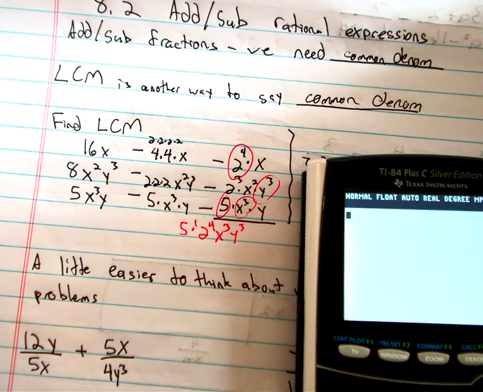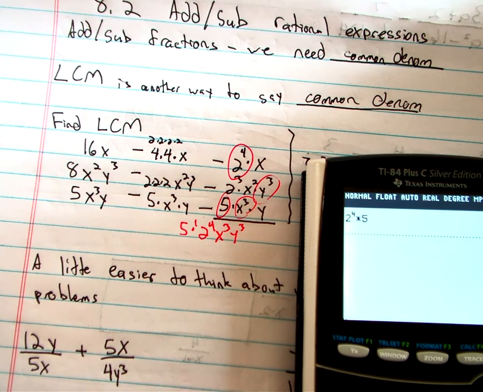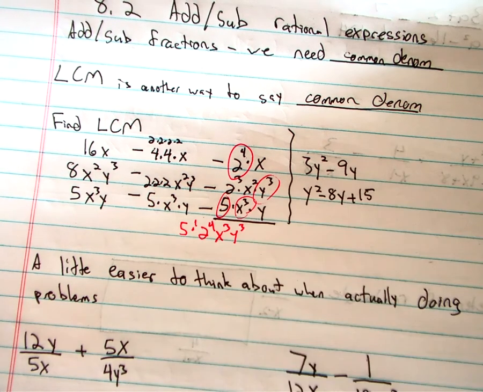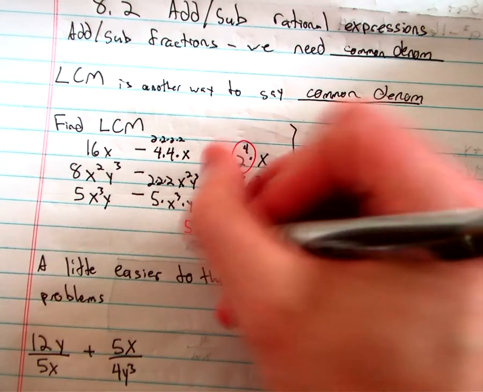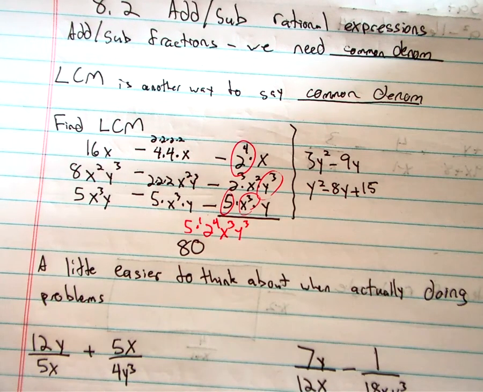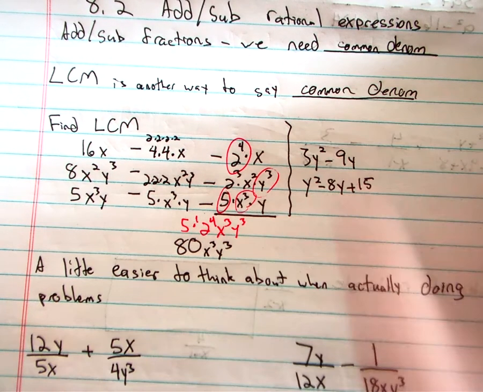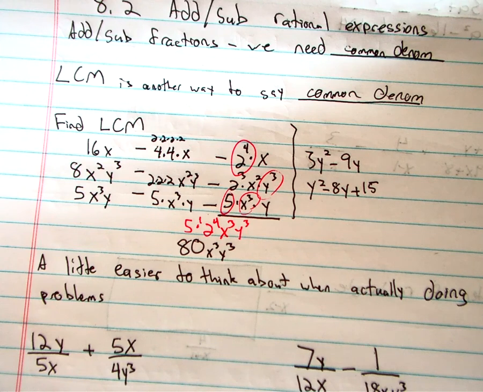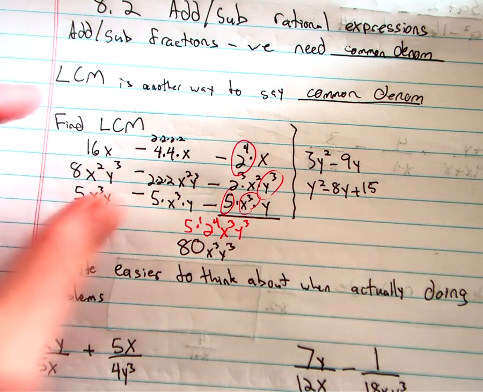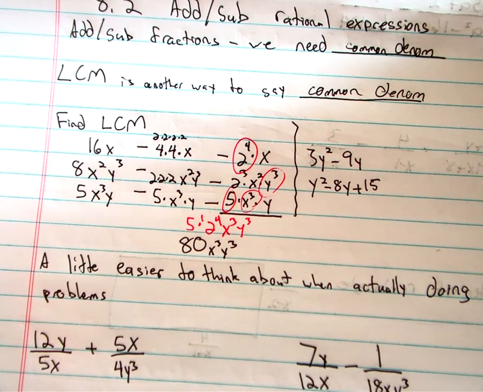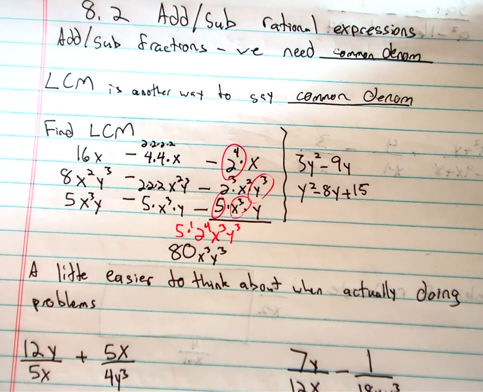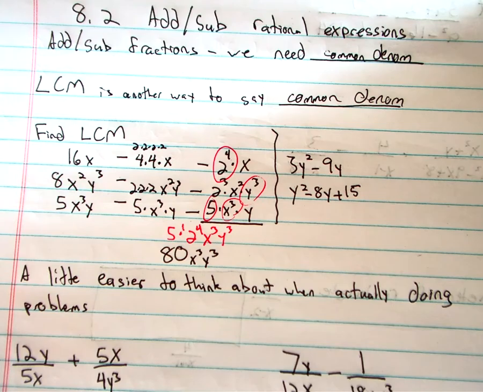Alright, and we could multiply the 2 to the fourth times 5. That's 80. So our least common multiple, or what the common denominator would end up being, is 80 x to the third y to the third. That would be the common denominator that we need to get for all three of those to add them together. I think for kids that particular problem somehow ends up being more difficult than actually applying it on the actual problems, for whatever reason.